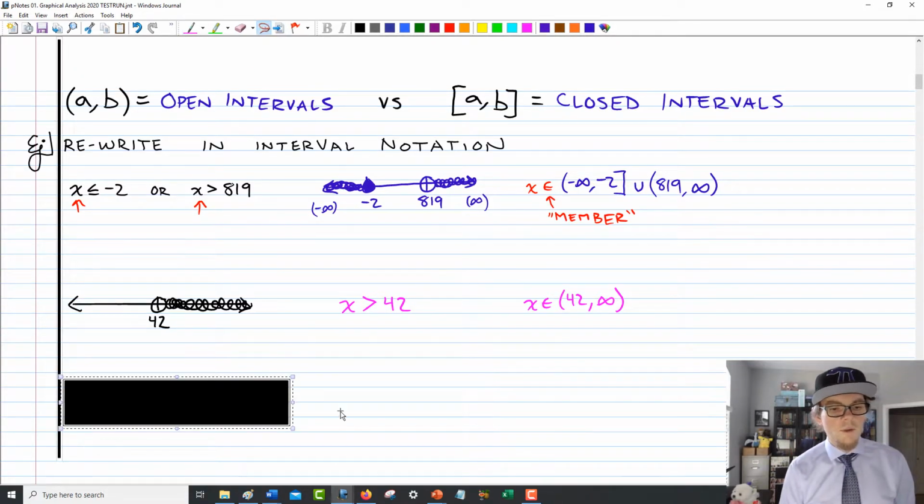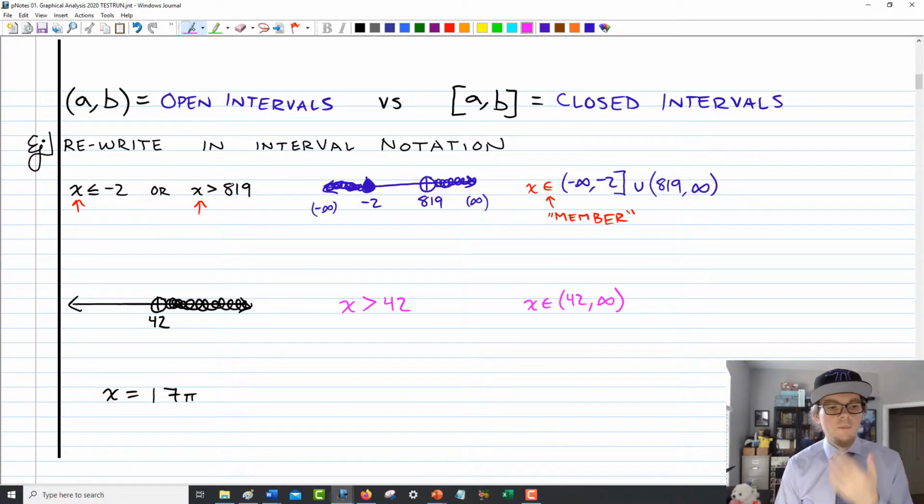Last one on here is a little bit of a cheat, but it's the sort of thing that sometimes throws people. What if I give you the inequality x is equal to 17 pi? Now, if I gave you such an inequality, you could argue back and say that's not an inequality, because there's an equal sign in there. It's literally an equality, and you would be correct.